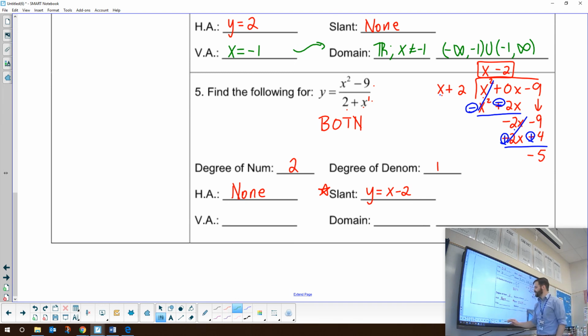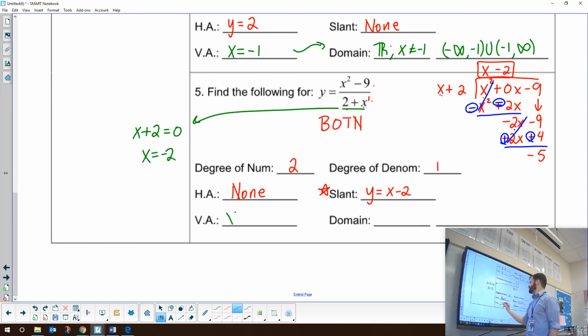For our vertical asymptote, take our original over here. I'm going to rewrite the denominator as x plus 2. And then we're going to solve, and we're going to get x equals -2. So my vertical asymptote is going to be at x equals -2. So we're going to have a domain of all real numbers except x can't equal -2. It's going to be -infinity to -2, union -2 to positive infinity. Okay? All right. So that kind of gives you a breakdown.